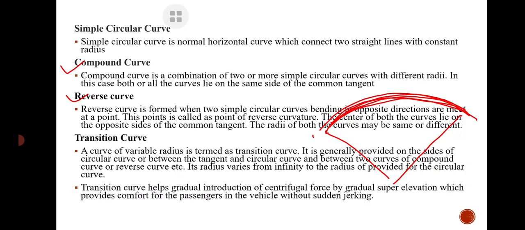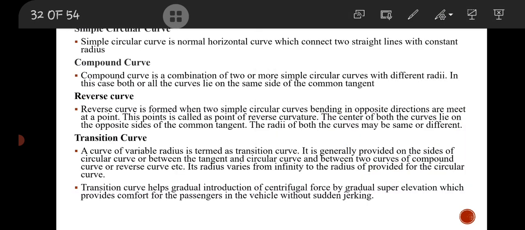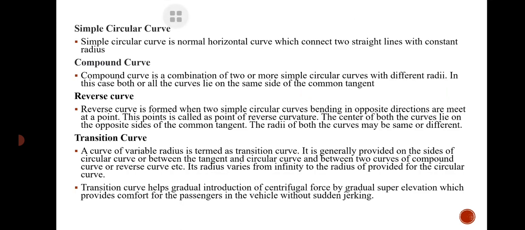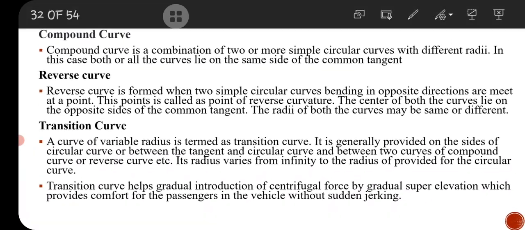Next, transition curve. A curve of variable radius, where the radius is varied from infinity to the required radius, is known as a transition curve. It is generally provided on the sides of the circular curve, or between a tangent and a circular curve, and between the two curves of a compound curve or reverse curve. Means this is the reverse curve and here is the transition curve.